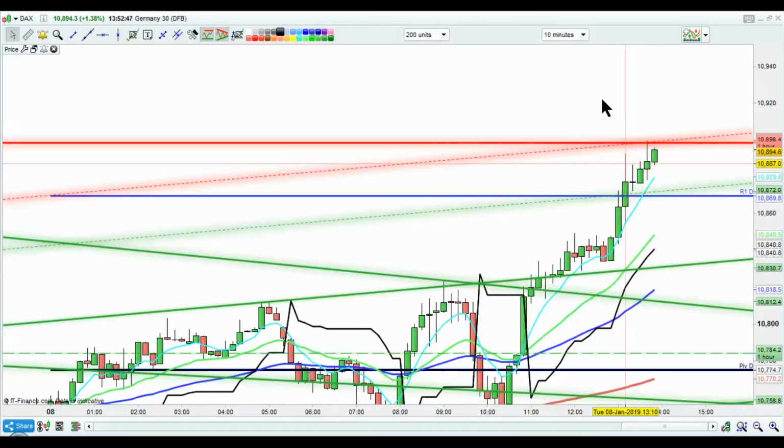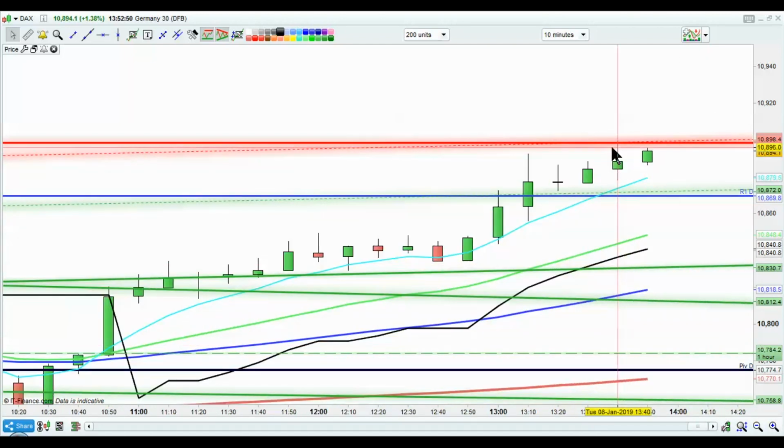So if we're just looking back at the chart again here, you can see it's still hovering around that level, but the longer it goes on, the less chance it has of breaking through this 10898 level. Now what I shall show you is the reason why that appeared on here. So why was that a level of resistance?